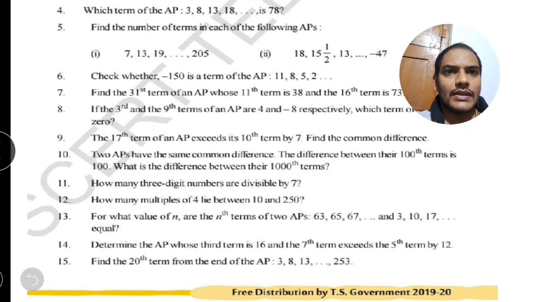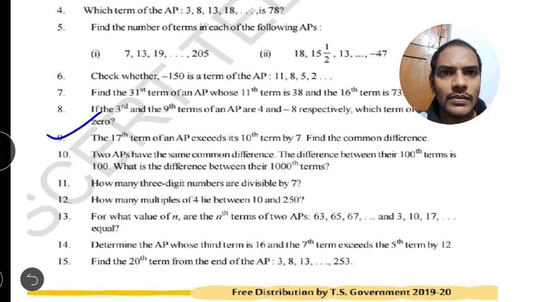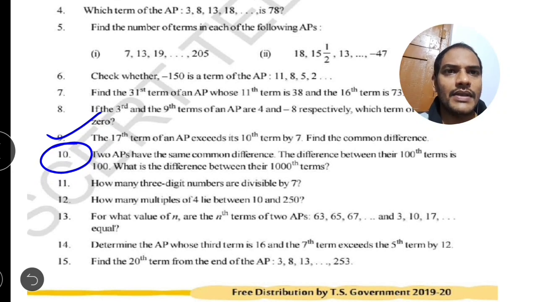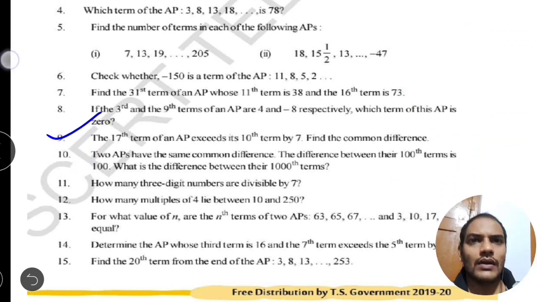Let's start today's class. In the previous class, up to 9 completed. So let us do the 10th problem, a very important and logical question. Two APs have the same common difference. The difference between their 100th terms is 100. What is the difference between their 1000th terms?